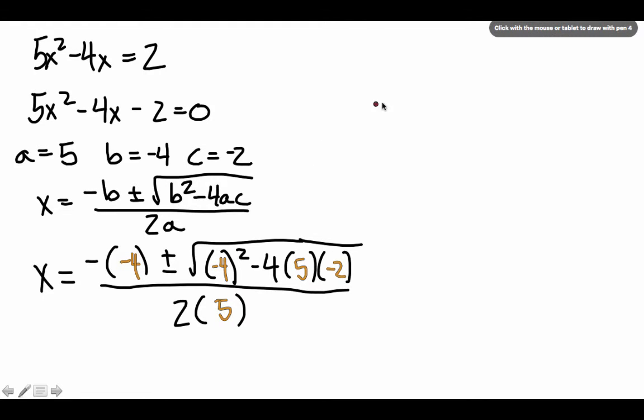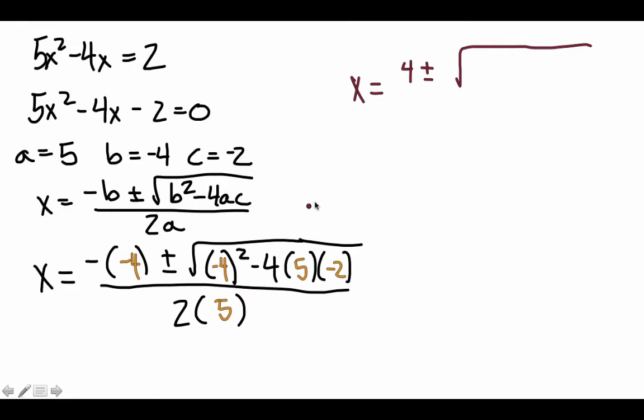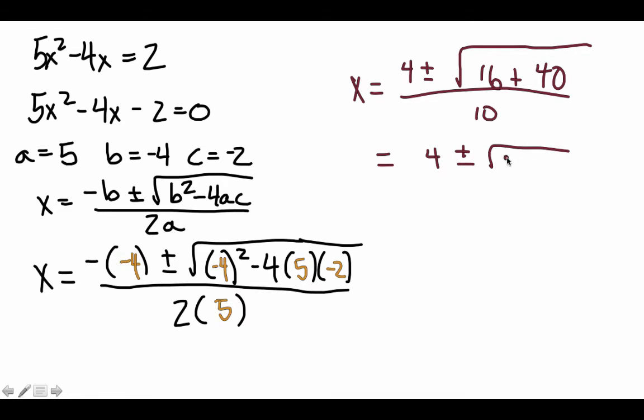I now simplify what's in the formula there, and I get x equals the opposite of negative 4, which is 4, plus or minus the square root of negative 4 squared is 16, plus 5 times 4 is 20. 20 times negative 2 is negative 40. So plus 40, all divided by 10. Collecting like terms inside the radical, 4 plus or minus the square root of 56 divided by 10.